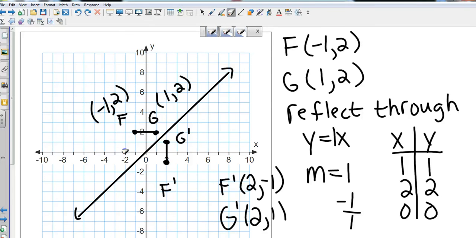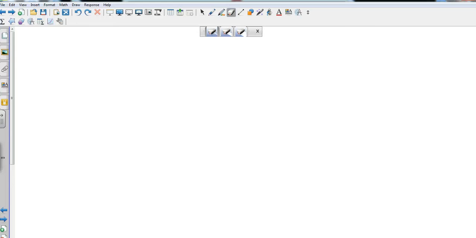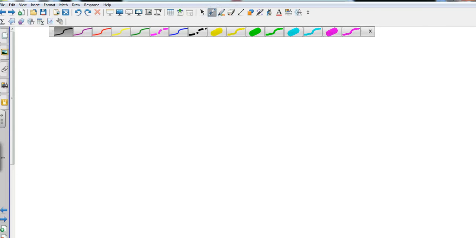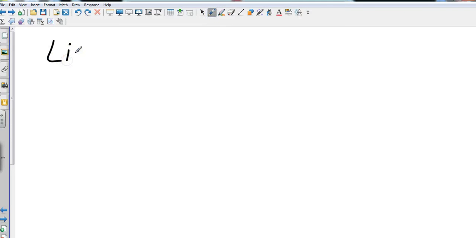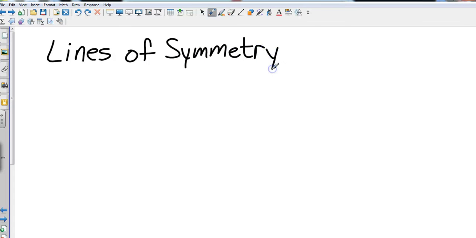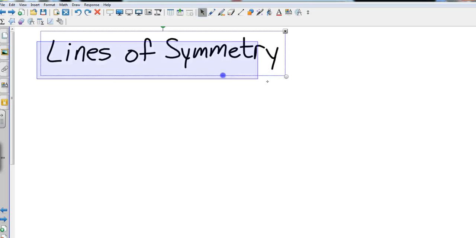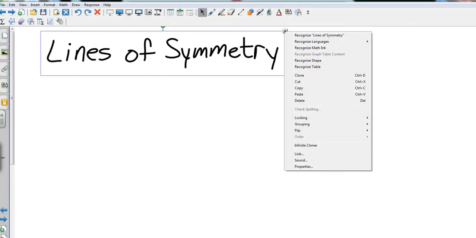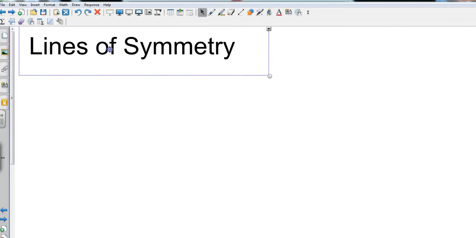Okay, the final topic is just basic lines of symmetry. I don't know if they play it anymore, but there used to be a game called Fruit Ninja where you would just cut all these watermelons and fruits and everything, and it would just cut them in half or sections. So that's basically what lines of symmetry are.